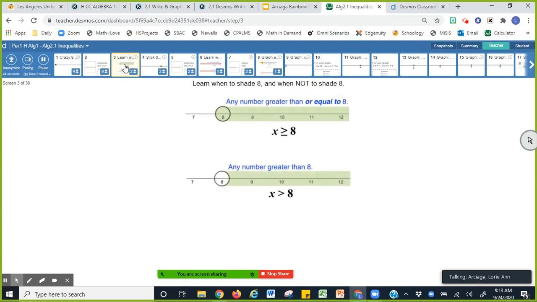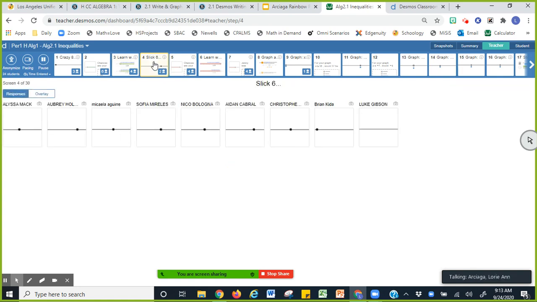And if you guys are on slide number 3, it shows you the difference between using a filled in circle and an open circle, okay, by using those inequality symbols. Now let's go to slide 6. Nice. All right. So you're trying to find the starting point before you set up the graph for the inequality. Good.